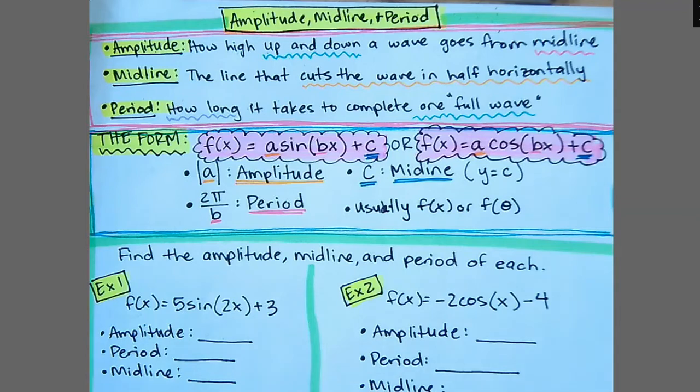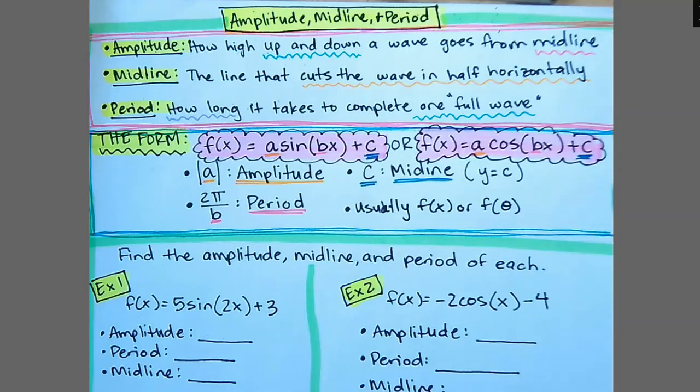That is just the line that cuts the wave in half horizontally. So for the sine and cosine function last time, that was the x-axis. The period is just how long it takes to complete one full wave. So for sine and cosine, that was 360 and 2 pi. But today it's going to be a little bit different because we're looking at some transformations.